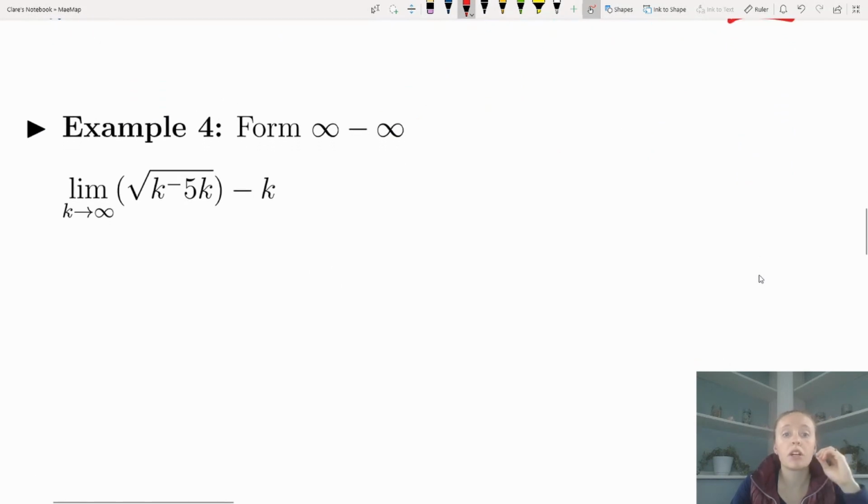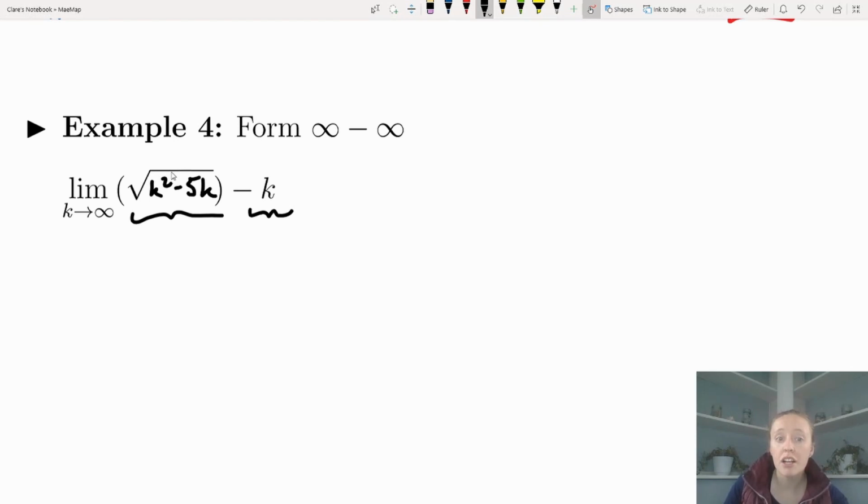Now in number 4, we have another indeterminate form. And this should read the square root of k squared minus 5k minus k. So notice that if I plug in infinity, I get infinity for this function minus infinity. And no, we can't necessarily use growth rates here because the square root of k squared minus 5k, we can't just distribute that square root to each of those terms.